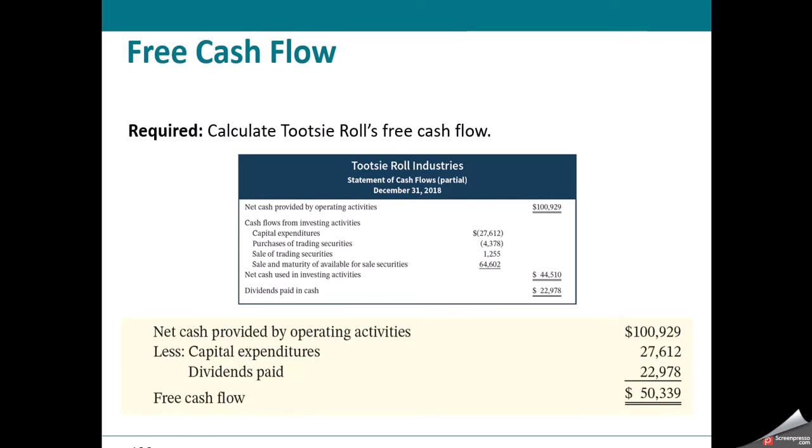Okay, so here again, they show us the net cash from our operating activities minus our capital expenditures minus our dividends paid. So we have a free cash flow of $50,339 positive. So that's a good cash flow. Okay, so that is it. The cash flow statement is kind of complex, but if you can work through those different steps, that should help you understand it.